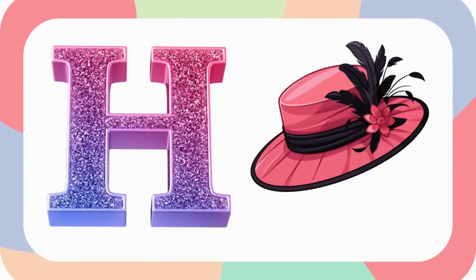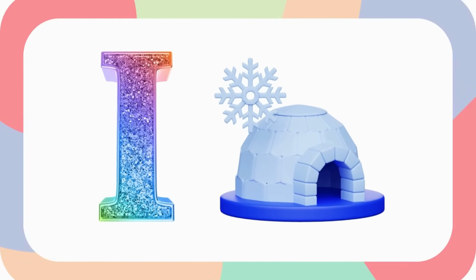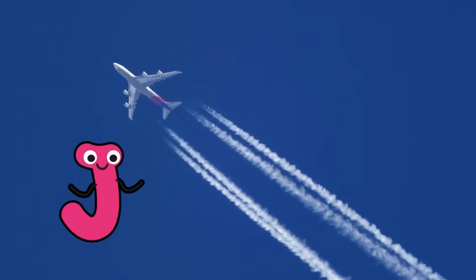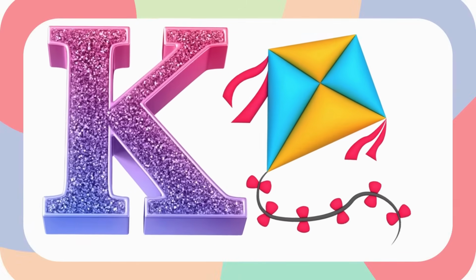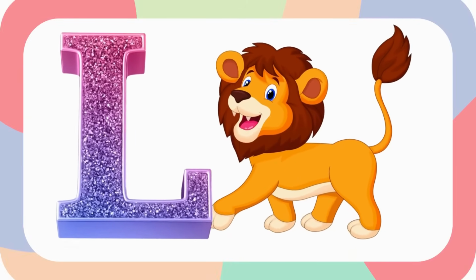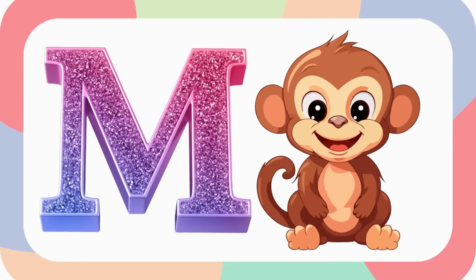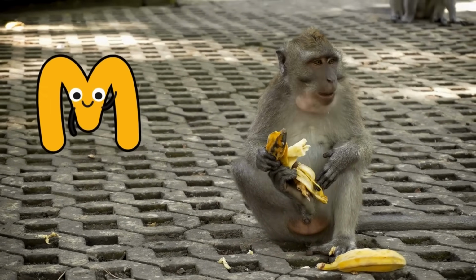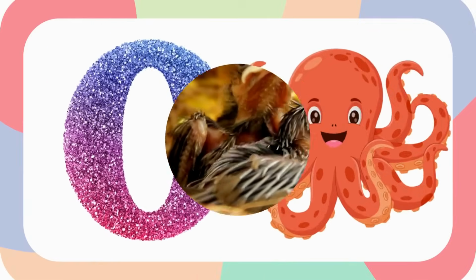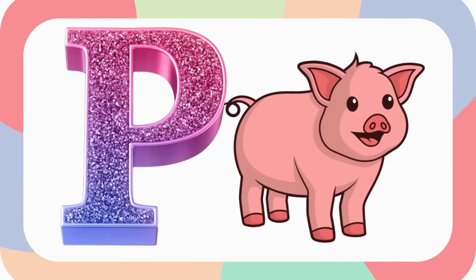H is for hot. I is for igloo. J is for jet. K is for kite. L is for lion. M is for monkey. N is for nest. O is for octopus. P is for pig.